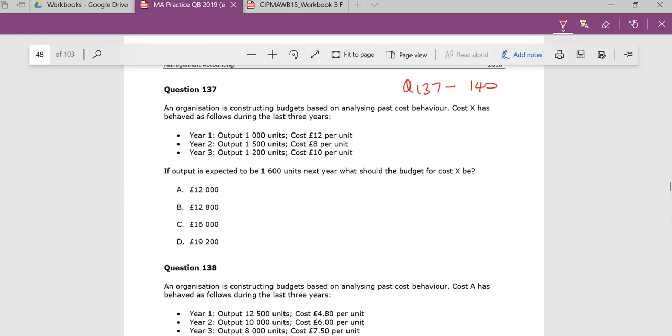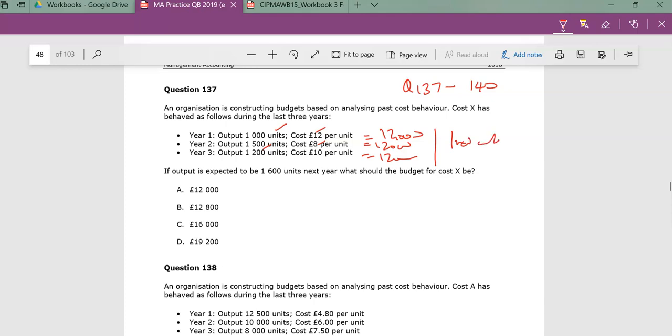Look at the scenario here. When you make 1,000 units, the cost per unit is £12. When you make 1,500, the cost per unit is £8. So let's look at the total cost. Here it's 12,000 when I do 12 times 1,000, when I do 8 times 1,500, that's 12,000 as well. And then I do 10 times 1,200, and that's 12,000 as well. So we're dealing with a fixed cost here.